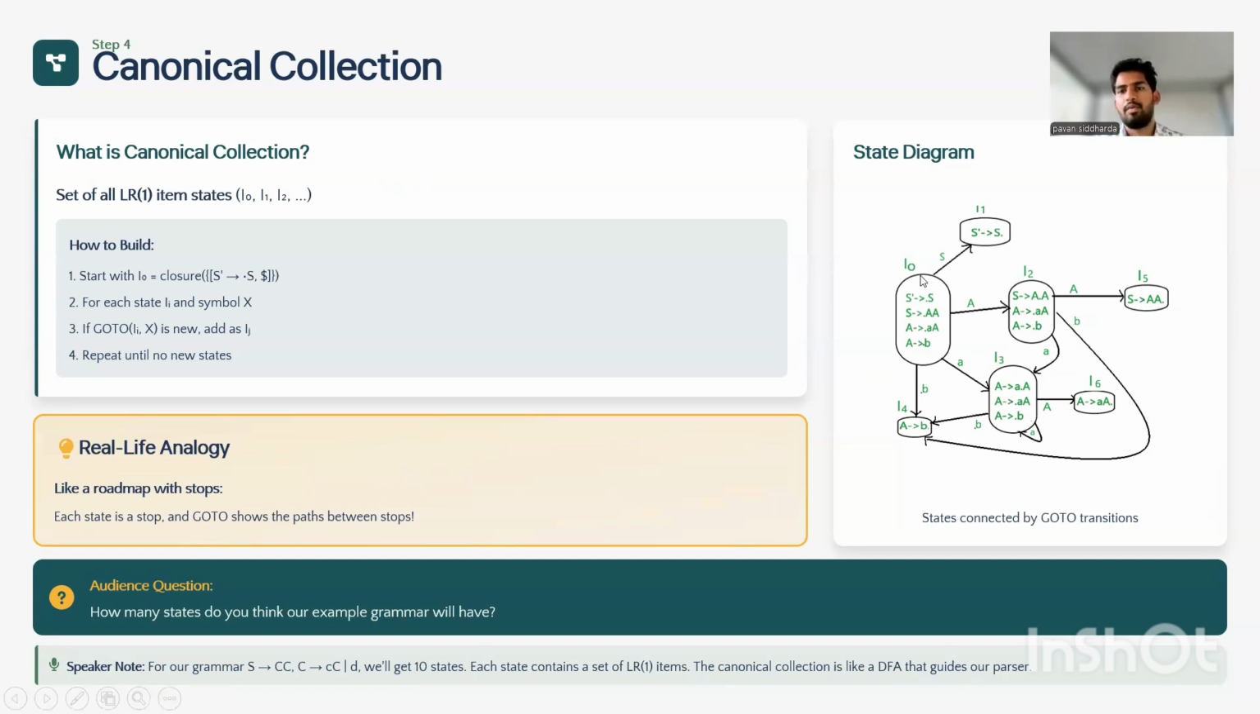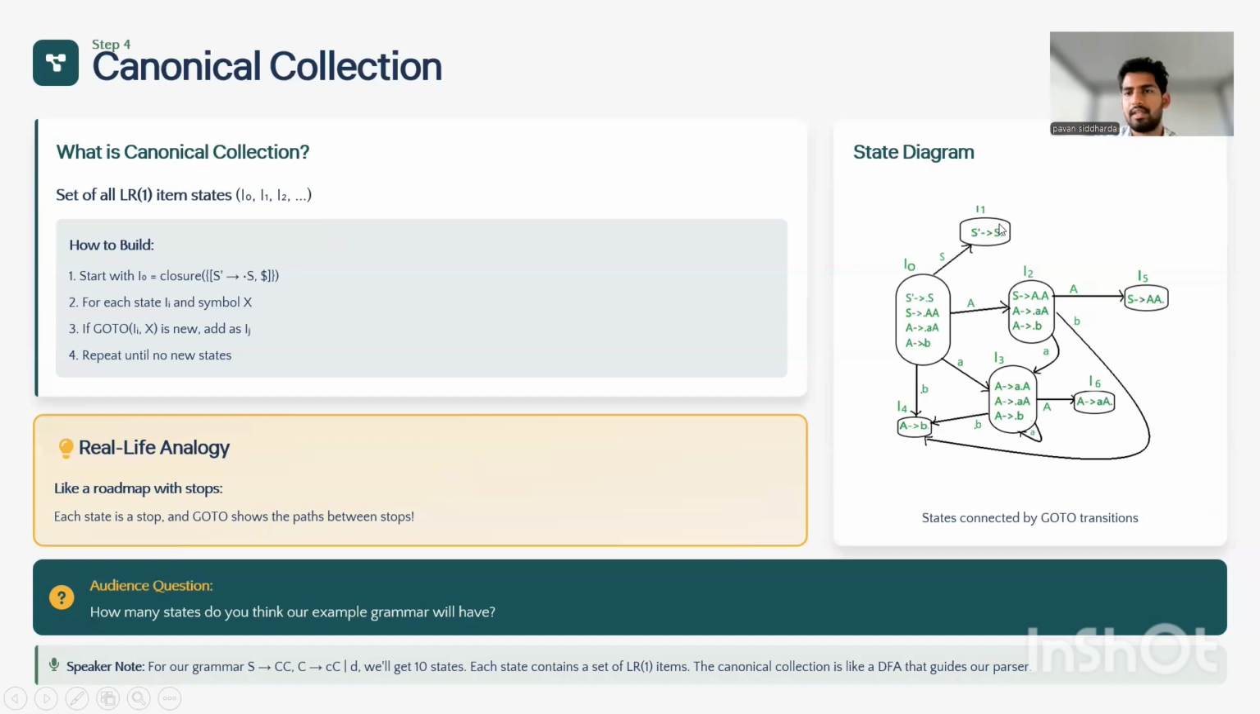So we can see here I0, this is the first state: S' gives rise to dot S, and S gives rise to dot AA, and A gives rise to dot aA, and A gives rise to dot b. Like in our example, in place of capital A it is capital C, but everything else is the same. So with respect to S', it gives rise to S.